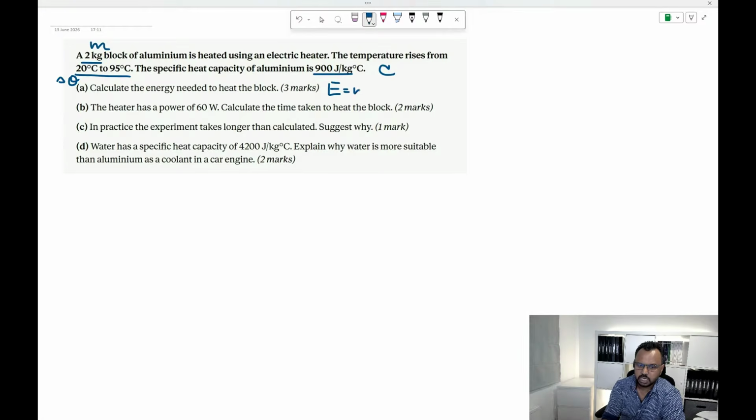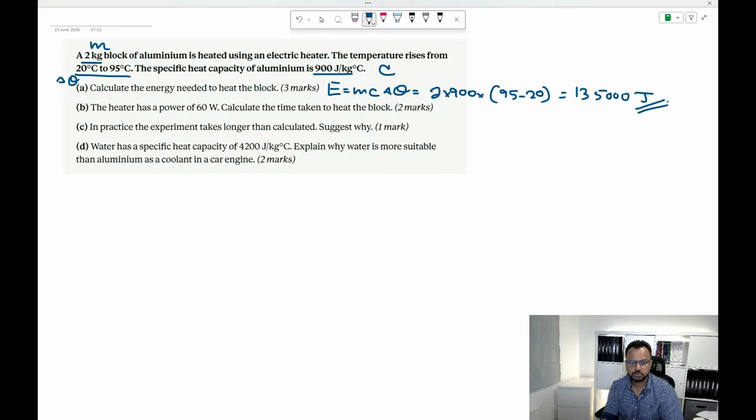Oh, that's really easy. E is equal to m c delta theta. M is 2. C is 900. Delta theta is 95 take away 20. You can put it like that, or you can just put 75. Same thing. So 2 times 900 times 75. Just going to put it in the calculator. I get 135,000 joules. Thumbs up if you got this. Thumbs up, or any reaction really. 135,000 joules, guys. Thank you, Nayonika. Okay, good.